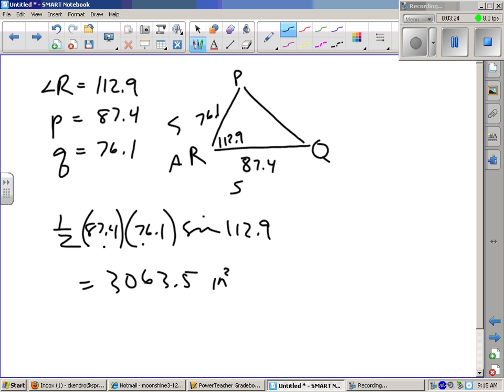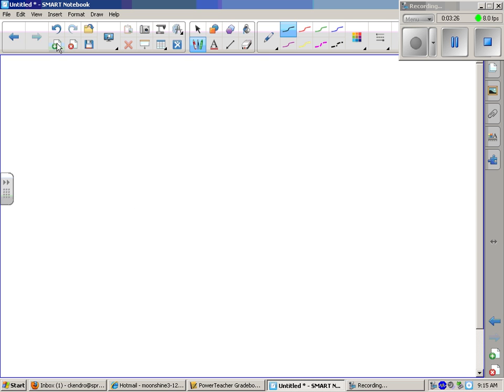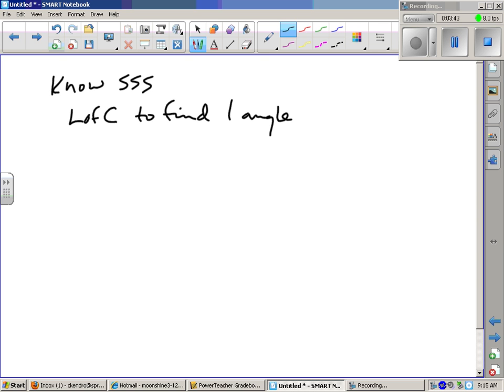Now, that's for side angle side. What if you know side, side, side? You need all three. Well, if you want to find the area, you could use the law of cosines to find one angle and then use the 1/2 AB sine C formula.